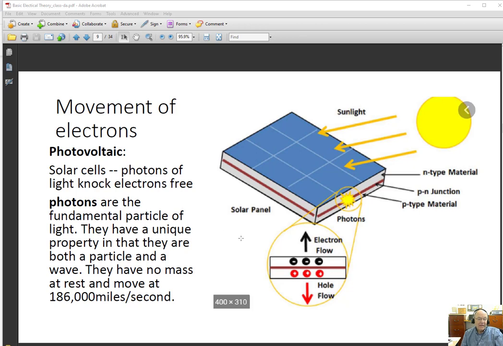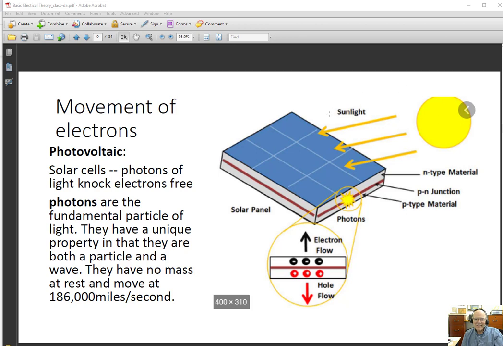Go to the next slide. Now, before we get back to electromagnetic force, the last one is photovoltaic. This one is just fascinating to me. The way it works, I'm told by people who know more about this than I do, is this. Photons knock electrons free from a solar cell.